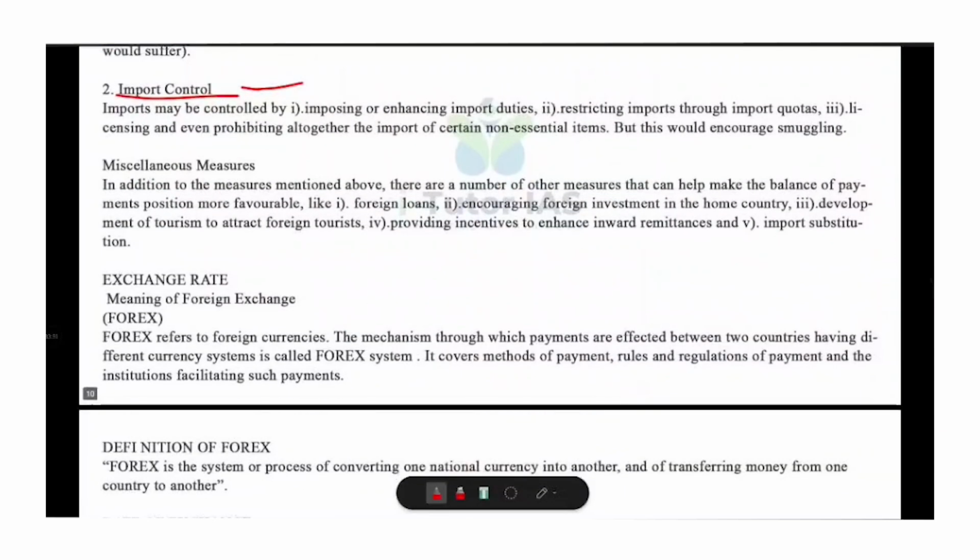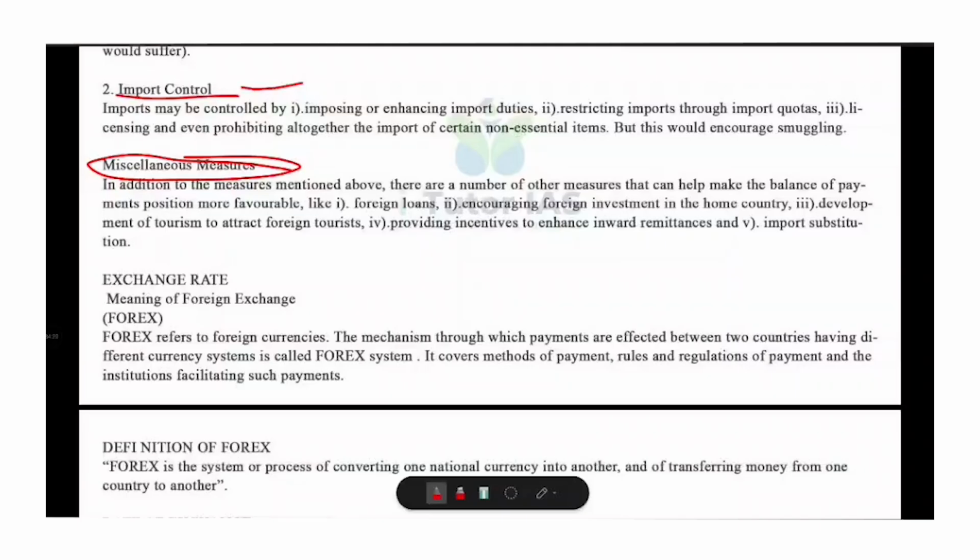And what about miscellaneous measures? Other policies aimed at improving BOP, such as foreign loans, incentives for foreign investment, tourism development, and incentives for remittances, encouraging citizens working abroad to send money back. Then import substitution. Import substitution means promoting domestic production of goods that were previously imported to reduce import dependency. So deliberate measures are proactive measures taken by the government or central bank to directly influence BOP, unlike automatic adjustments, which occur naturally through market forces.